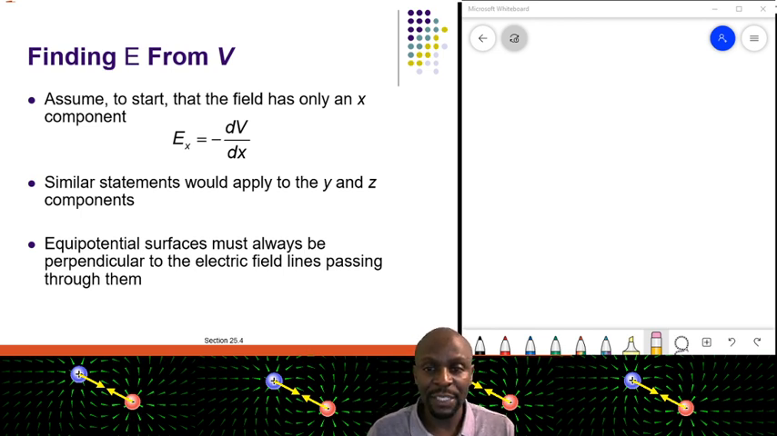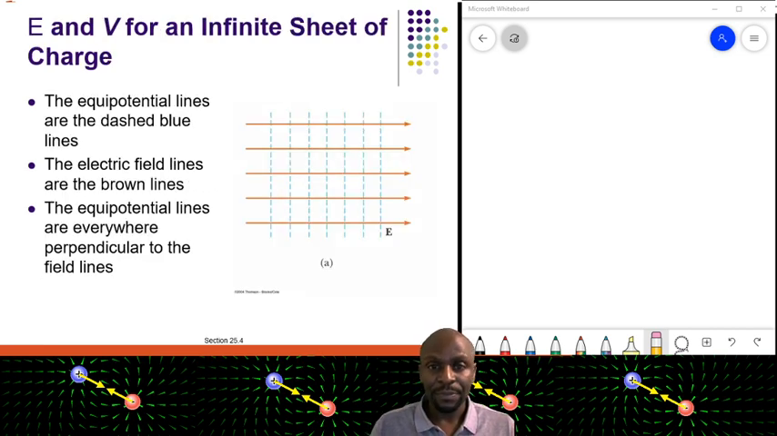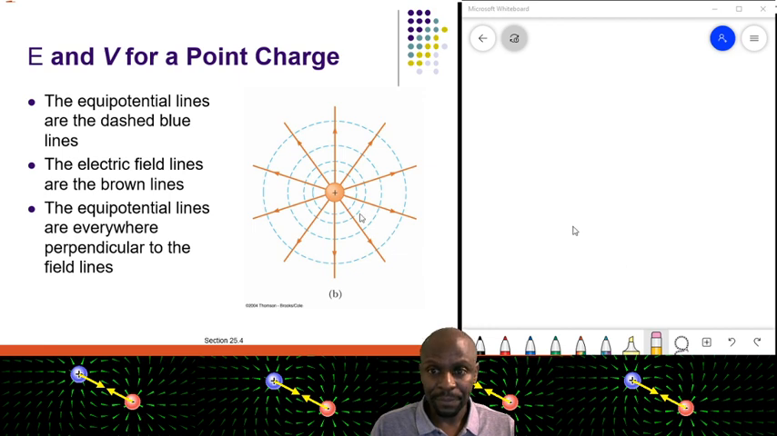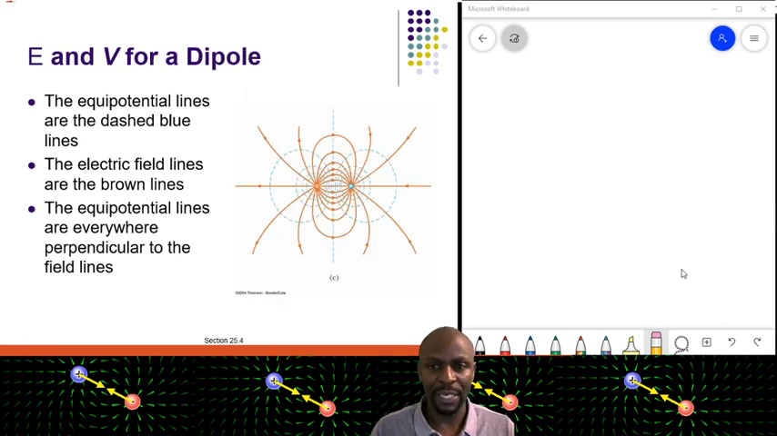Now, equipotential surfaces must always be perpendicular to the electric field lines passing through them. For example, when the electric field is going in this direction, the equipotential lines are these lines which are going down like that. Now, what if you have a positive charge? The electric field will always be going outward, and the equipotential lines are everywhere perpendicular to the field lines. And this can also happen for the dipole. For the dipole, the equipotentials are just perpendicular to the electric field at each point.